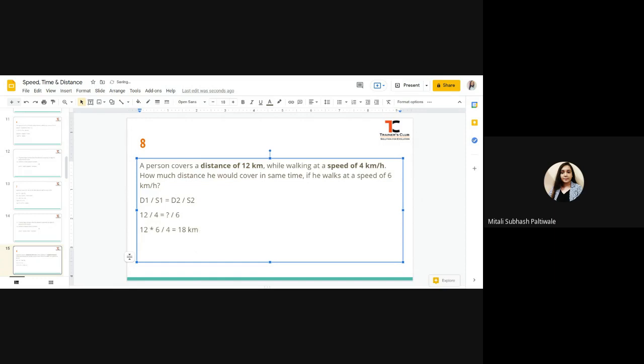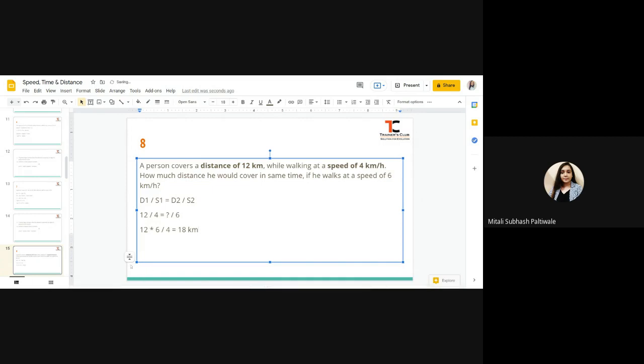So this is the distance which he will cover in the same time at the speed of 6 kilometer per hour. As in he was covering 12 kilometer while walking with the speed of 4, so if he starts walking with the speed of 6 kilometer per hour, he will be covering 18 kilometers.